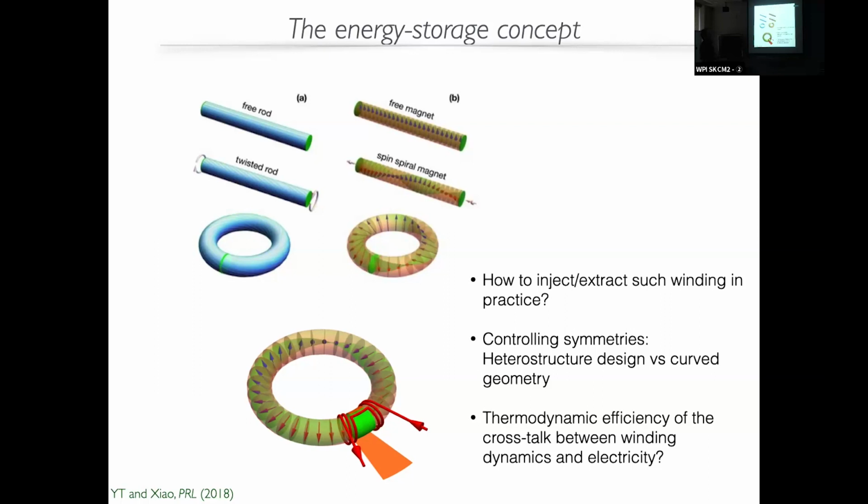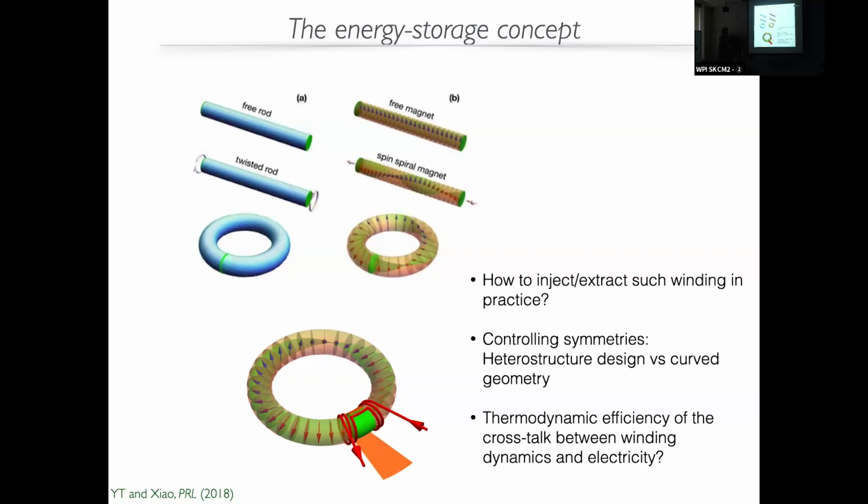The practical questions are still remaining, namely how to do this injection and extraction of winding efficiently in practice. In principle, we can do it. How to do it efficiently in practice was still rather an open question. A related question: what would be the most efficient way in practice to control symmetries of the system to allow this physics? We can control symmetries.